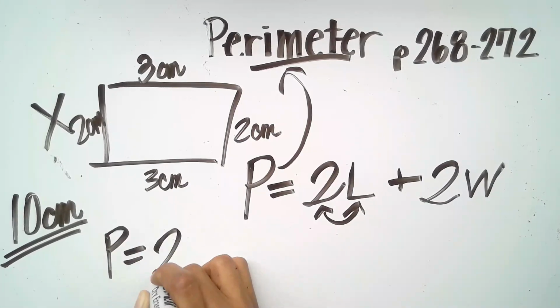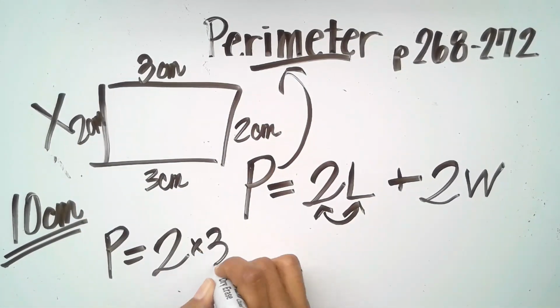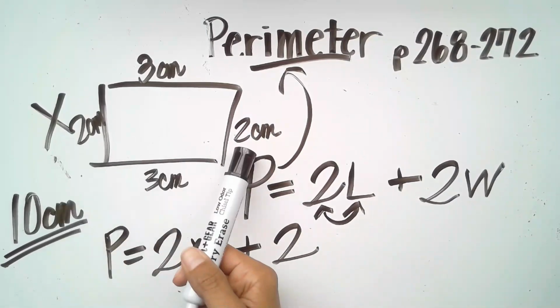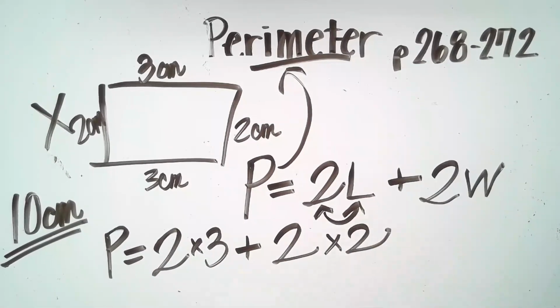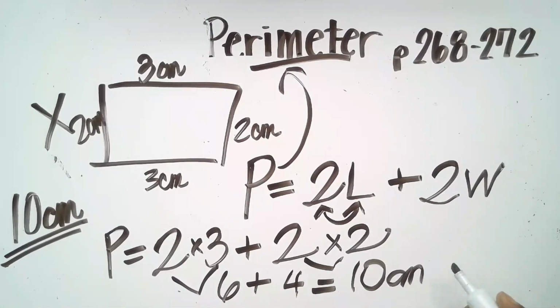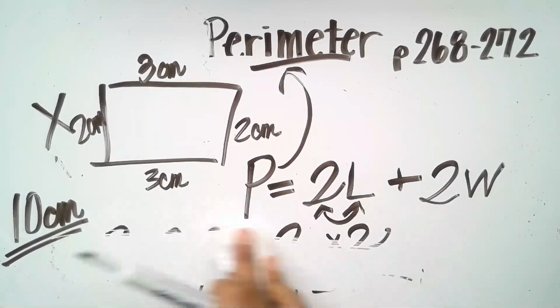So P equals 2, well, I know my length is 3 centimeters. So I'm going to put 2 times 3, and then I have my plus in the middle. And then I have my 2 widths. One of them is 2, so I'm going to multiply that by 2. All right, so 2 times 3 is going to get me 6, and so I'm going to write my plus here. And then 2 times 2 is going to give me 4. Well, 6 plus 4 is going to give me 10 centimeters. So even though we multiplied this time, we've still got the same answer. I'm going to go ahead and erase that and show you one more thing for today.